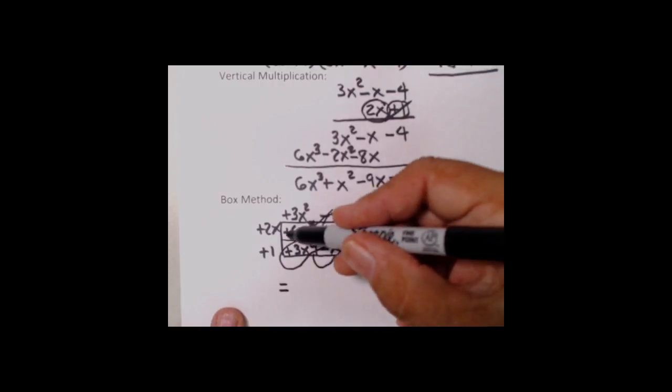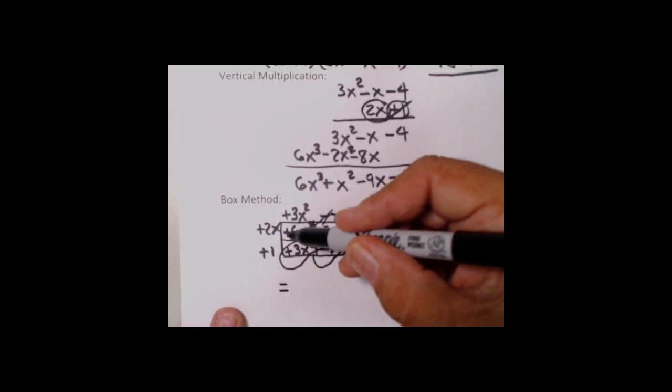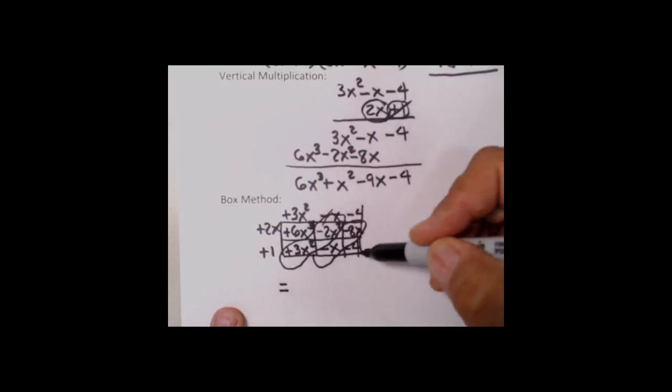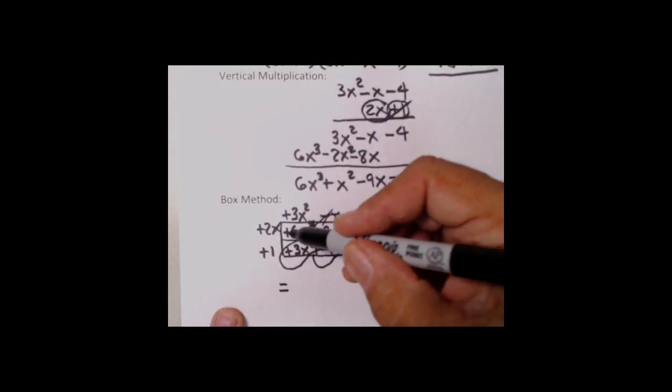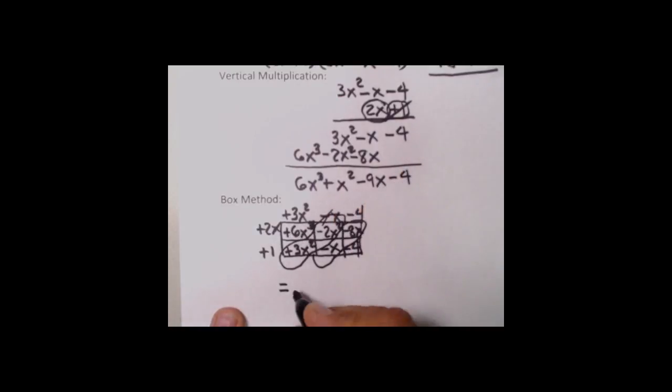Now, notice there's only one 6x cubed. You start from the top left and work to the bottom right here. So I'm going to have 6x cubed all by itself. There it is. Now, the x squareds, okay, I've got them circled here. Plus 3 minus 2 is just plus 1, so I could just write that as plus x squared. You can put the 1 if you want to.